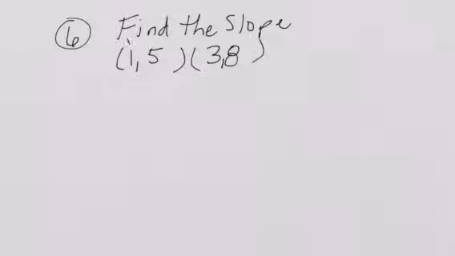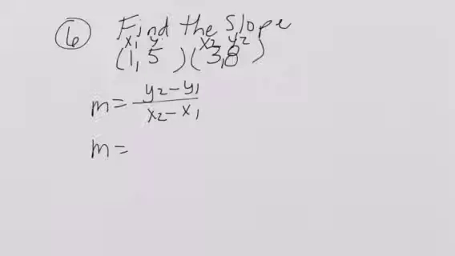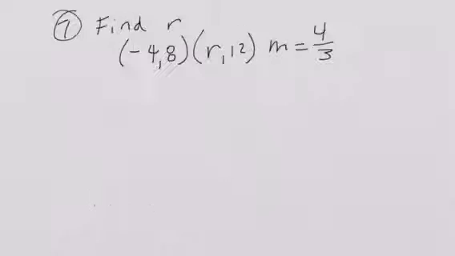Find the slope, so we're going to label this x1, y1, x2, y2. M is equal to y2 minus y1 over x2 minus x1. M is equal to 8 minus 5 over 3 minus 1. You're going to add a line, change the sign, and add a line, change the sign. And now we're going to have M is equal to 3 over 2. So our slope is 3 over 2, which is positive.